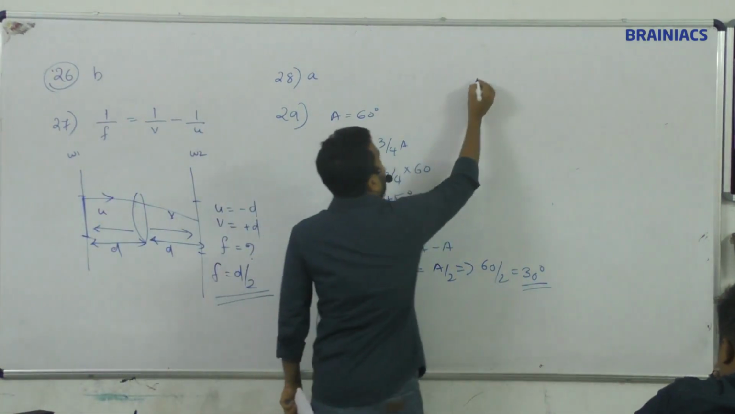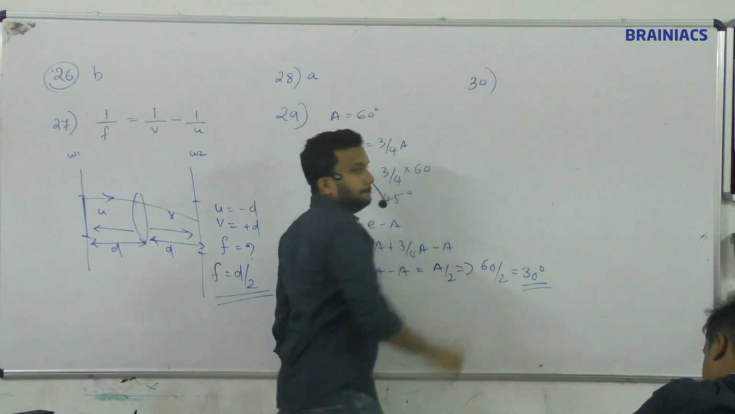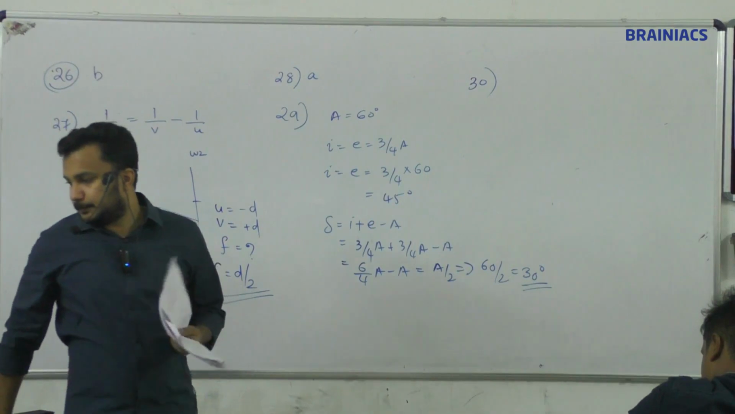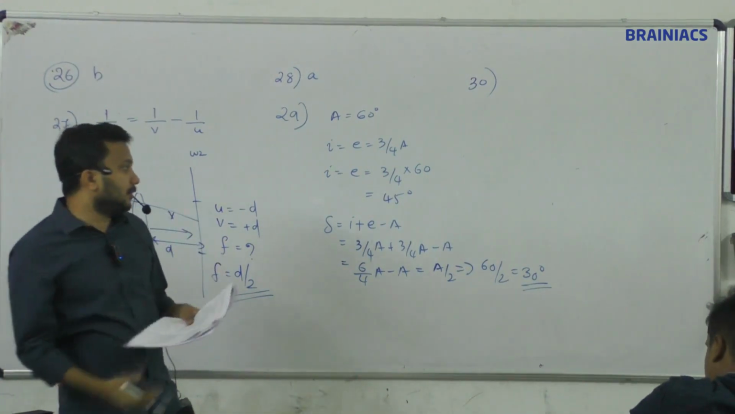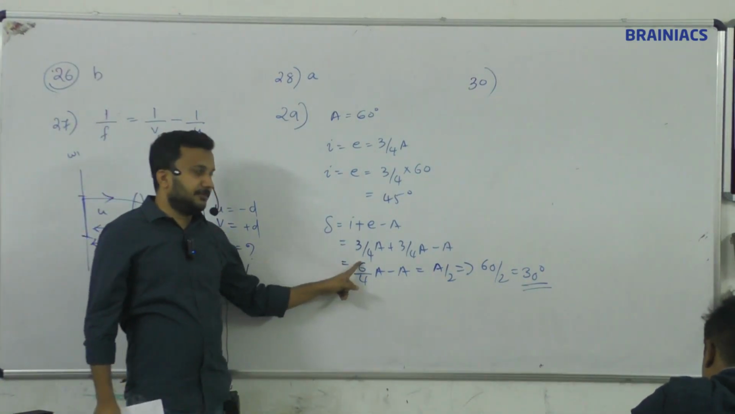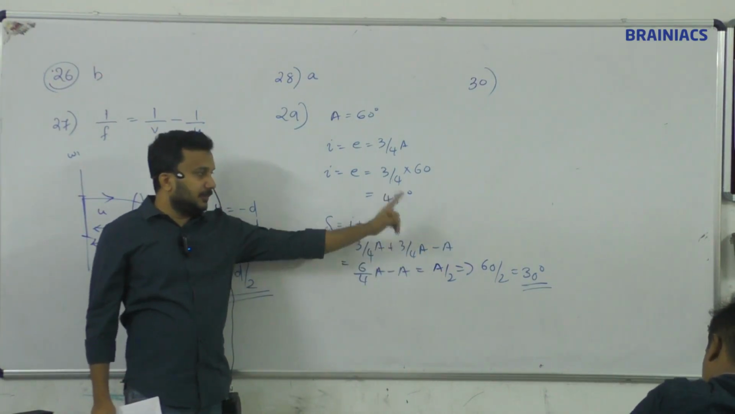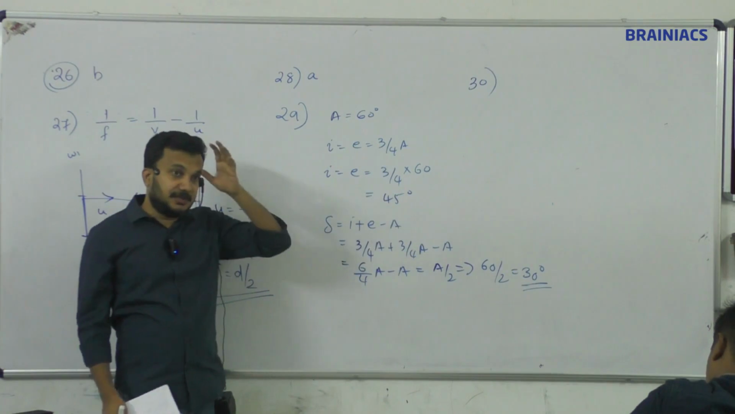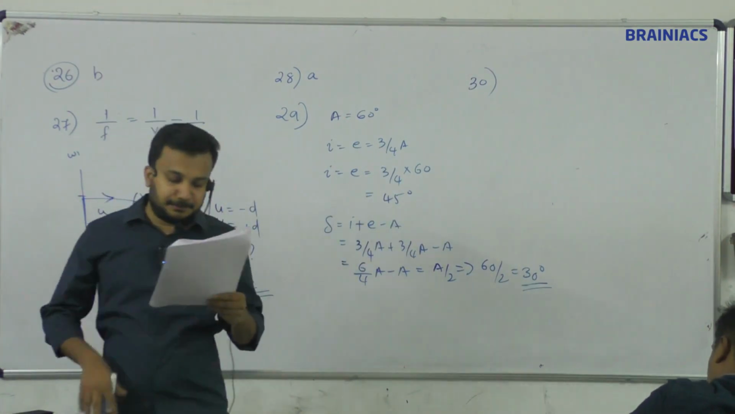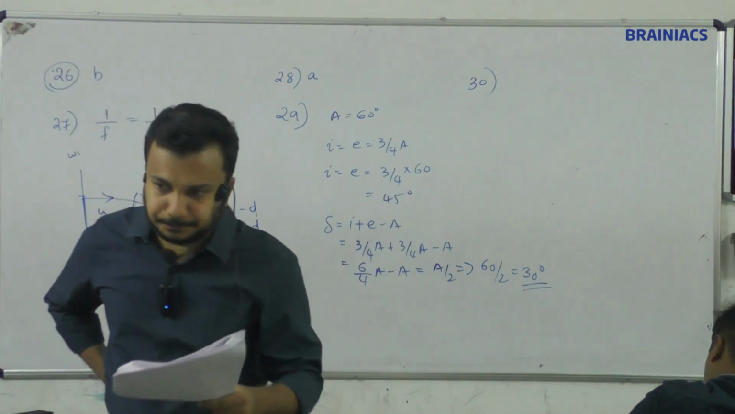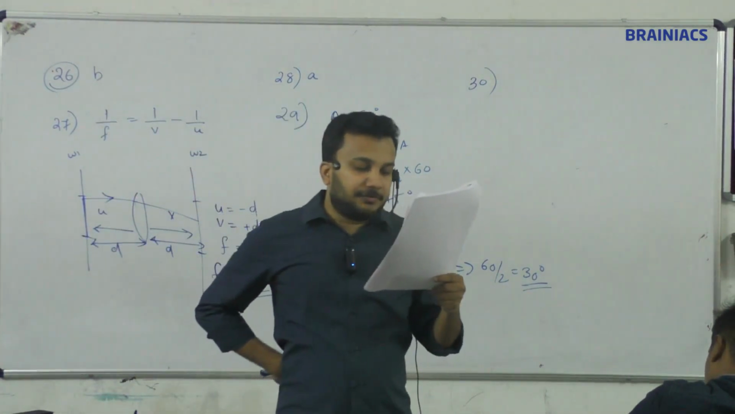Question number 30. Substitute in this formula: the value of I is 3/4A and the value of E is 3/4A, so we'll get A/2. A is 60 degrees as given, because it's an equilateral prism, so it is 30 degrees.